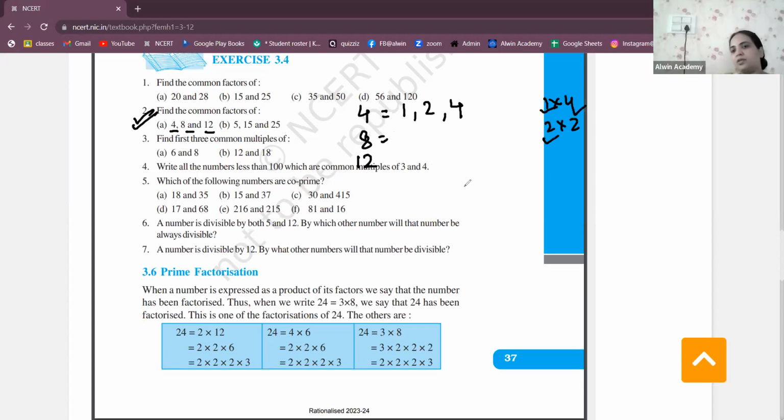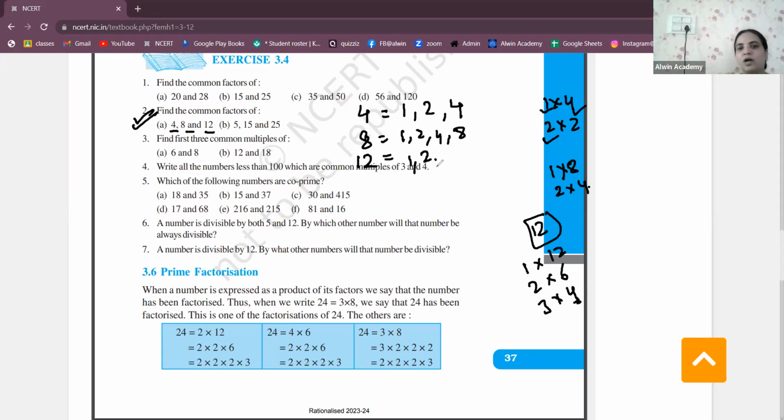Right? For 8, should I list the factors? 1, 8s are, 2, 4s are, 3 we don't have, 4 you already have in the list. That means we are done finding the factors: 1, 2, 4 and 8. Right, bache? Factors of 12 are 1, 12s are, 2, 6s are, 3, 4s are. The next number after 3 is 4, which is already in the list. We are done finding the factors: 1, 2, 3, 4, 6 and 12.